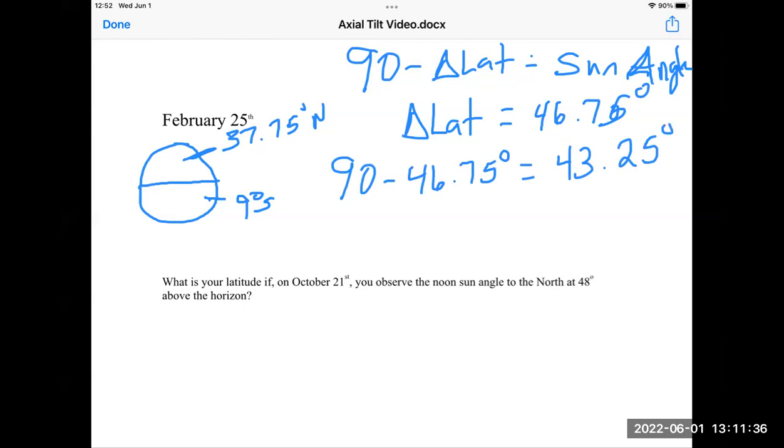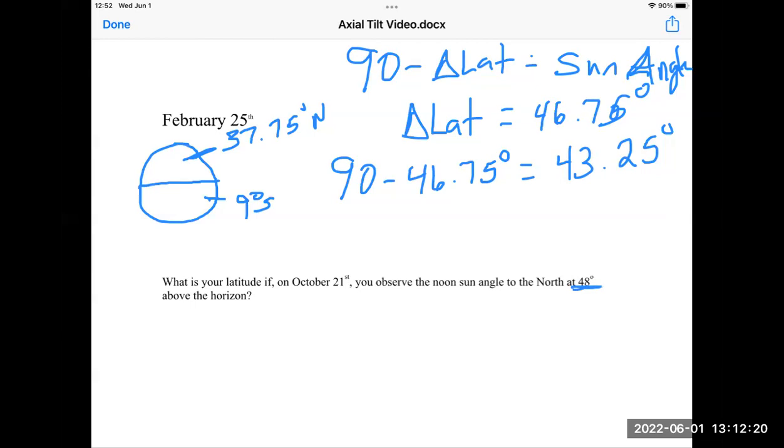All right, and then towards the end, there are some maybe a little more challenging questions. So I'm going to work a similar one. It's the same concept as above. It's just that I give you different information and you have to solve for a different variable. So this question asks, what is your latitude if on October 21st you observe the noon sun angle to the north at 48 degrees? Now we're still going to use the 90 minus your change in latitude equals your noon sun angle, but I actually give you the noon sun angle.